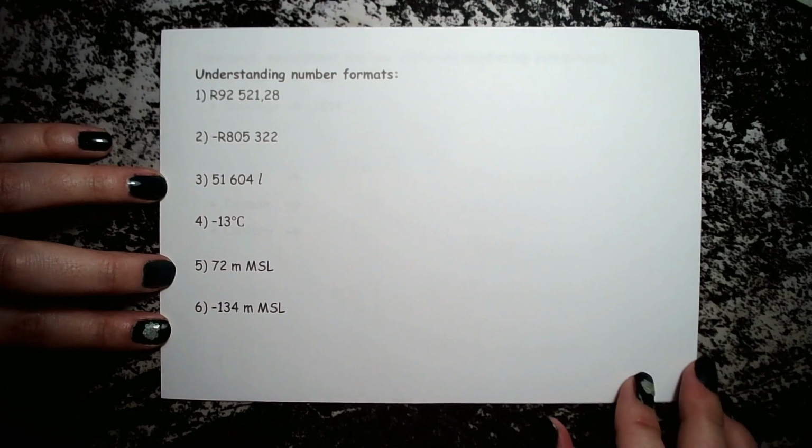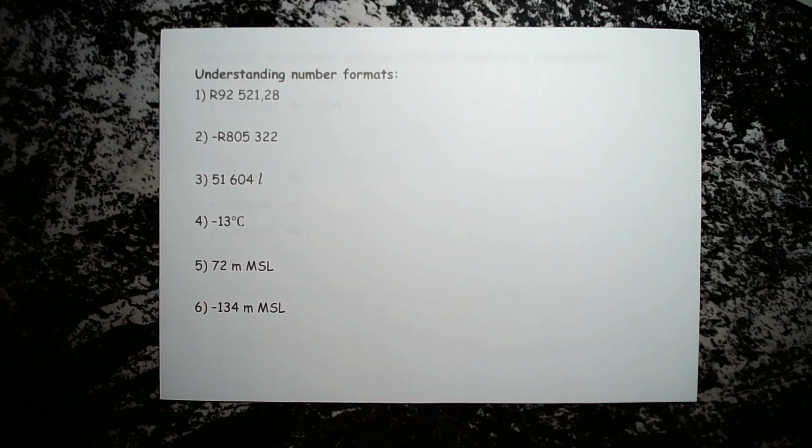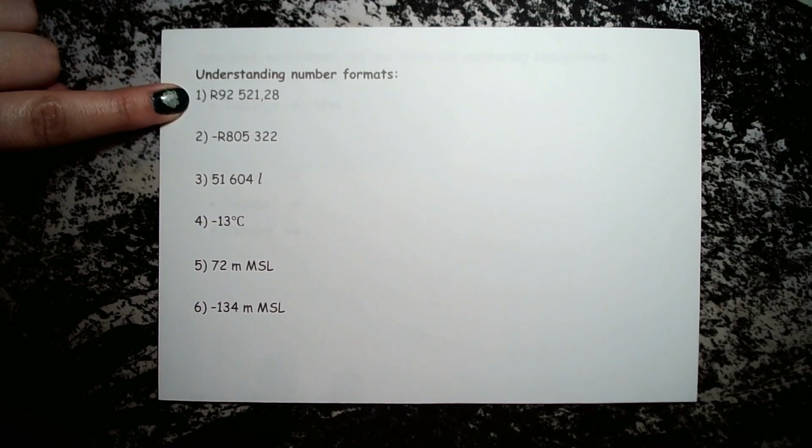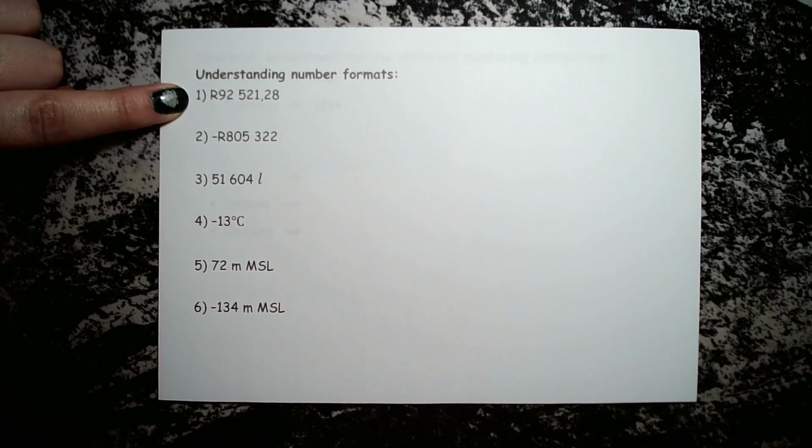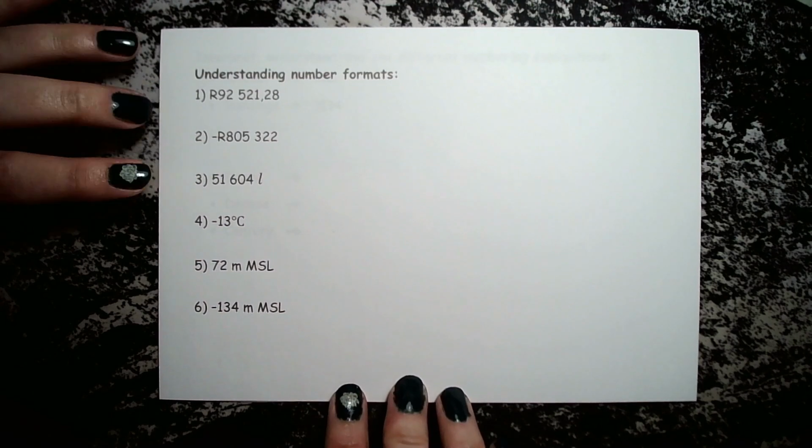So understanding number formats. We can use all of the information that we have now, and we can put that into certain numbering formats. And these ones are just some common ones that you might encounter in your life. So the first one, we've got the capital R symbol there, so that is rands. They are already grouped in the correct formatting, and now we need to know, what does this mean?